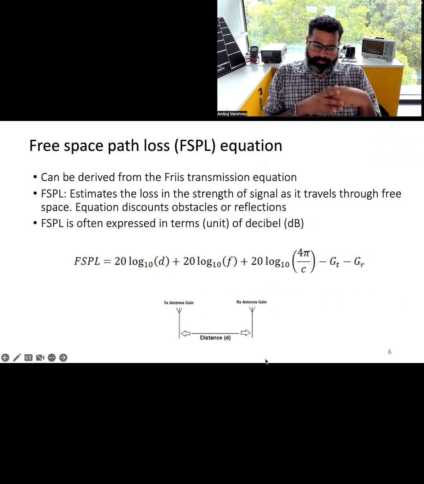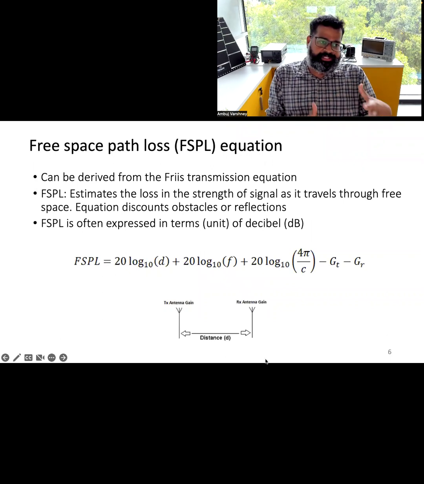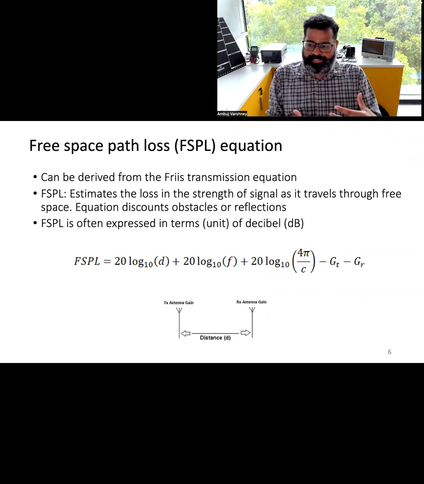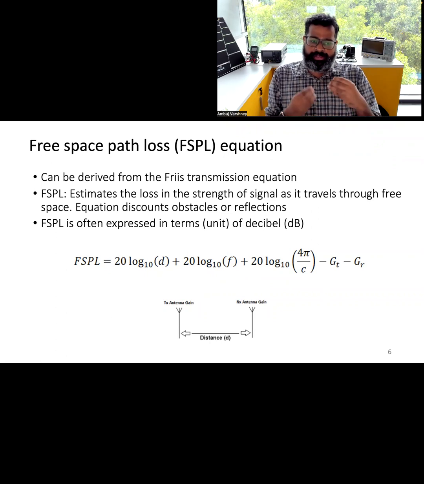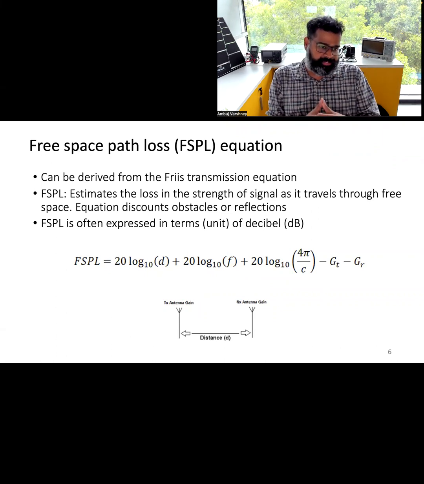So while we have looked at the Friis transmission equation and the antenna gain, there is another equation that is a derivation of the Friis transmission equation, and it is one equation that you are going to encounter quite often. This equation is called the free space path loss equation, and it estimates the loss in the strength of a signal as it propagates through free space.